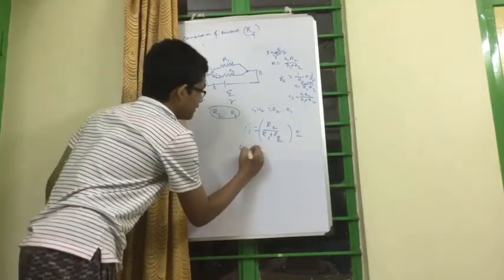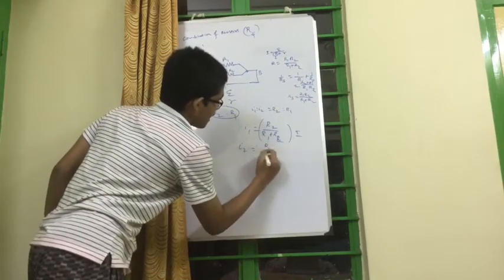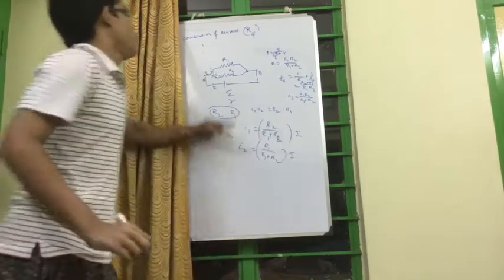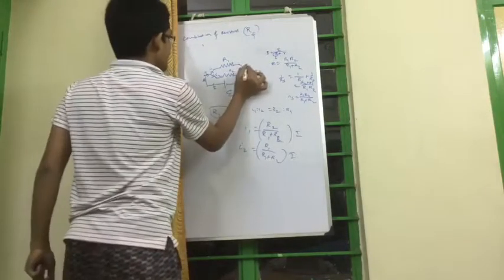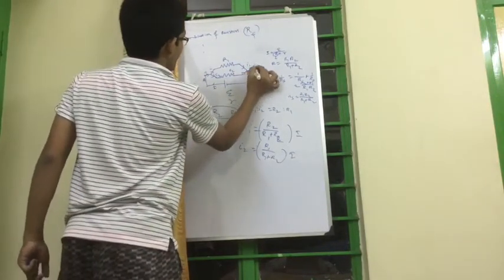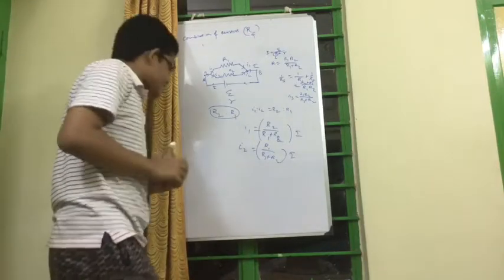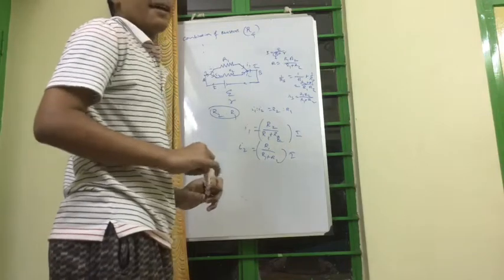And I2 will be R1 by R1 plus R2 times the total current. In this way you can find the amount of current that is passing through each of the resistors. These currents will come here and again complete the circuit. So this is a discussion on the combination of resistors in parallel.